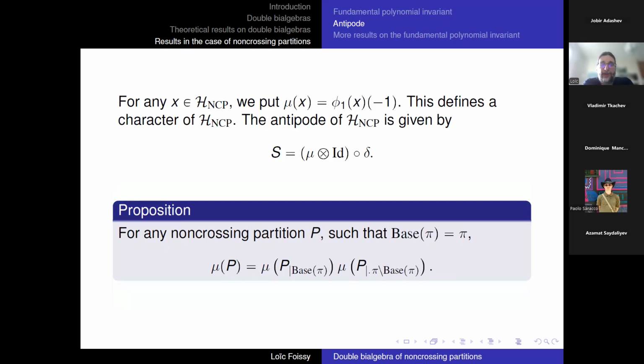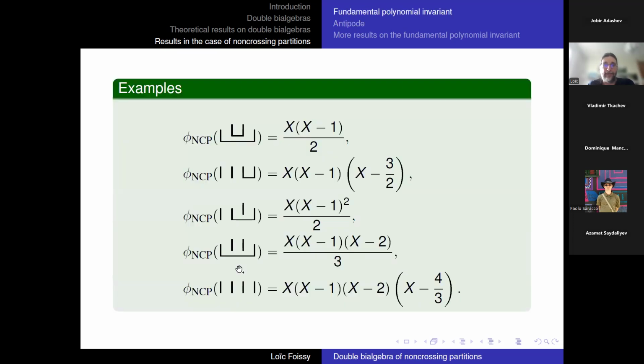So now I want to compute the antipode, and this is important because this is related to the formula which relates moments and cumulants. So I would like to compute the antipode for the first coproduct. What I know is I have to take the fundamental polynomial invariant, phi1 of x, taken in minus 1. This gives you a character, which I denote by mu. And for the antipode, I just have to compute the coproduct: separate the blocks into parts, do some fusion on the left, and then apply mu on the fusion. So the problem is to compute mu on any non-crossing partition on minus 1.